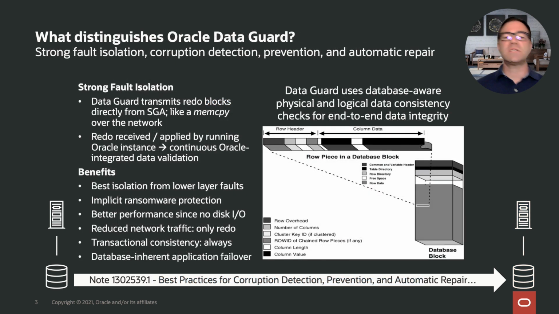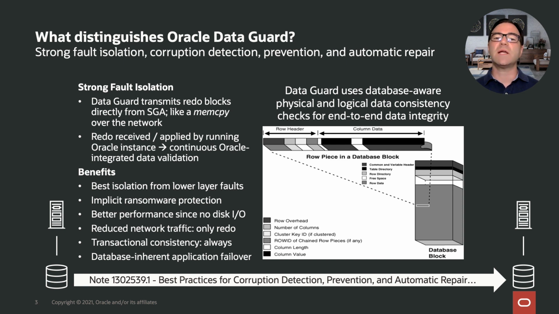Now, what distinguishes Oracle Data Guard from other solutions out there on the market? I already mentioned that strong fault isolation, corruption detection, prevention, and automatic repair are just some of the features that Data Guard brings to the table. But the real distinguishing element of Data Guard is that it uses database-aware physical and logical data consistency checks for end-to-end data integrity.